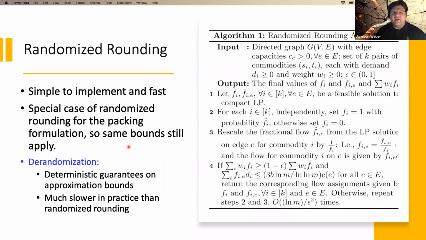Our randomized rounding algorithm shown to the right is simple to implement and fast. And as mentioned before, the theoretical bounds based on the packing formulation still apply here. We even provide a de-randomized version of the randomized rounding algorithm that yields deterministic guarantees on approximation bounds.